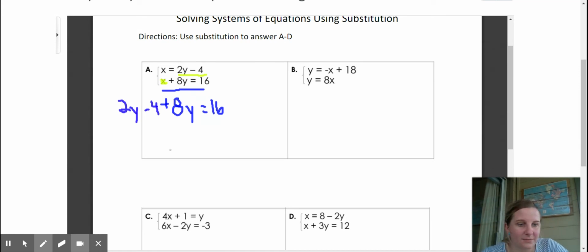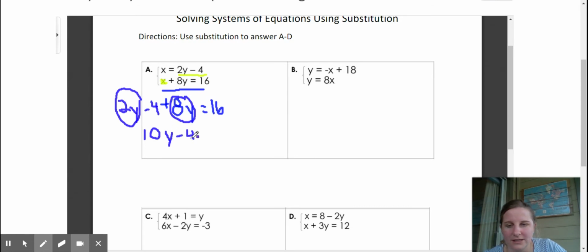So this is just like the beginning of the year. We need to combine like terms. So I've got 2y and I've got 8y. So 2y plus 8y is going to give me 10y. I still need to subtract my 4, but it is still all equal to 16. Okay, put my line down. Now I'm subtracting 4, so I need to add 4. And I'm going to add 4 to this side.